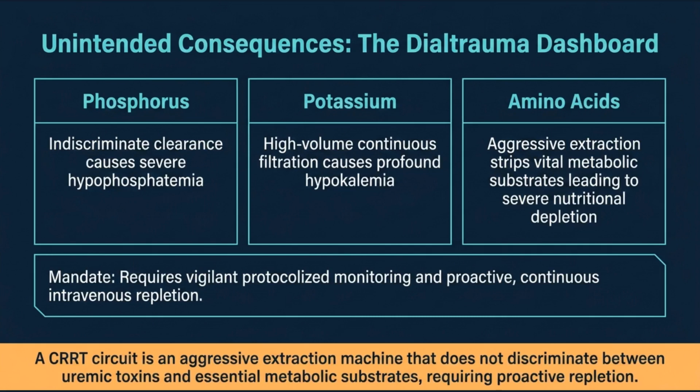The extraordinary clearance capacity of a continuous circuit introduces the risk of unintended adverse effects, a concept termed dial trauma. When a highly efficient continuous renal replacement therapy circuit runs flawlessly, it does not discriminate between uremic toxins and vital nutrients. This continuous high-volume clearance frequently causes severe hypophosphatemia, profound hypokalemia, and significant amino acid depletion. Fellows must view the circuit not simply as a powerful waste removal system, but as an aggressive extraction machine that strips the blood of essential metabolic substrates.